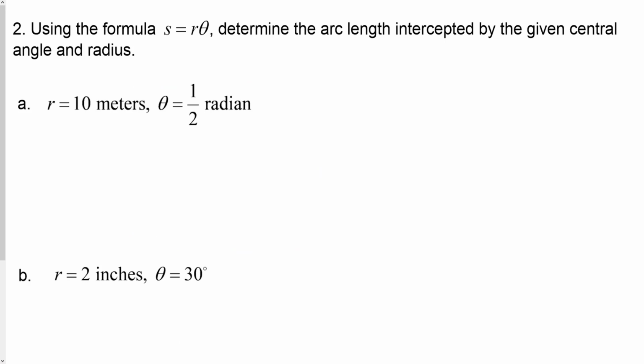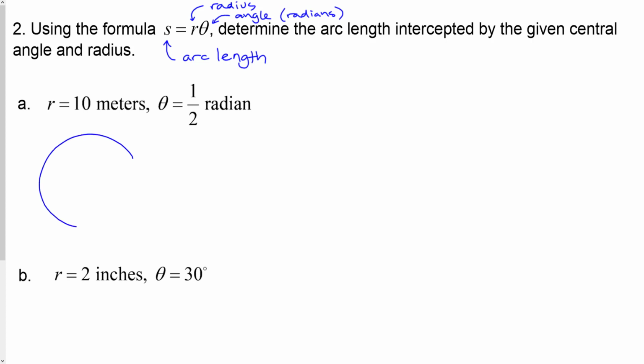Number 2, using the formula S equals r theta, determine the arc length intercepted by the given central angle and radius. So S equals r theta, S is the arc length, and r is the radius of a circle, and theta is an angle measure. The only thing you have to be careful of is that the angle measure has to be in radians. So if it's not in radians to begin with, you have to convert. Other than that, this is pretty straightforward.